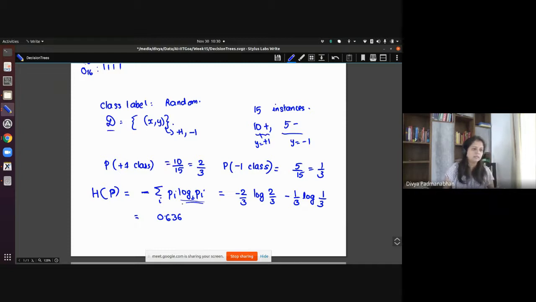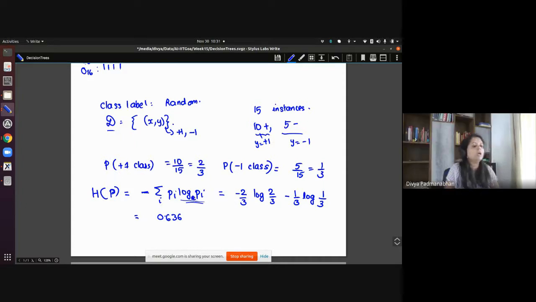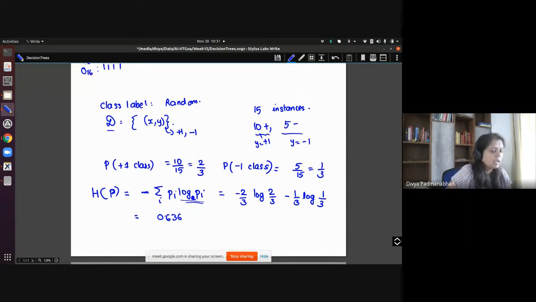Okay, that's the only thing. So here this is natural log, right, Advait? That's what you said. Yes, ma'am. Okay, so this is log to the base e. So this number is 0.636.